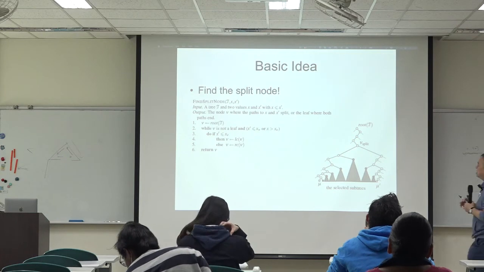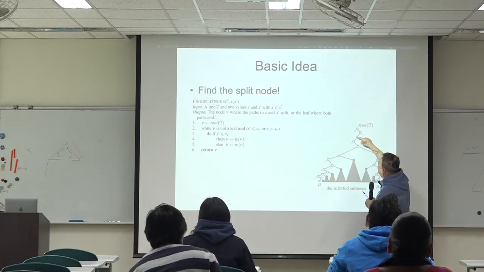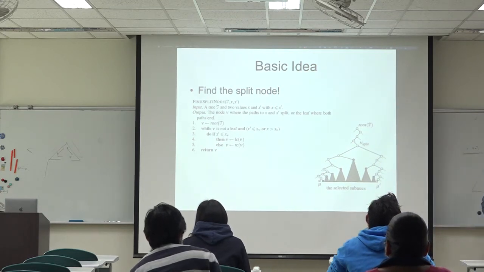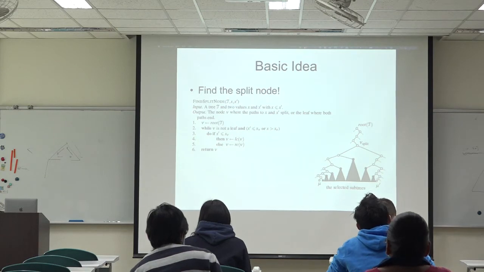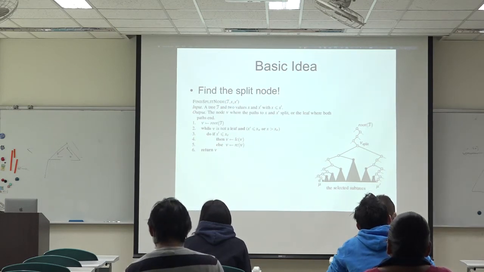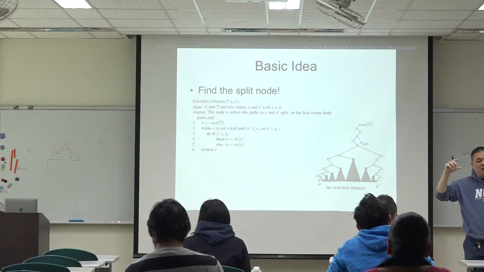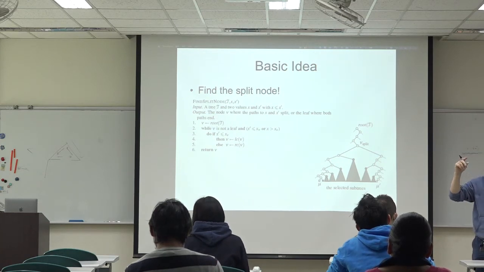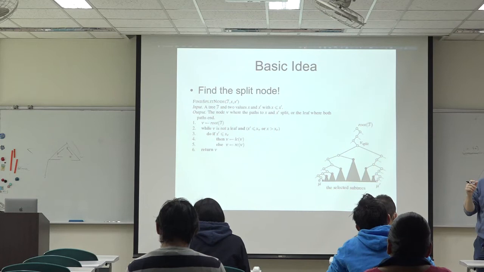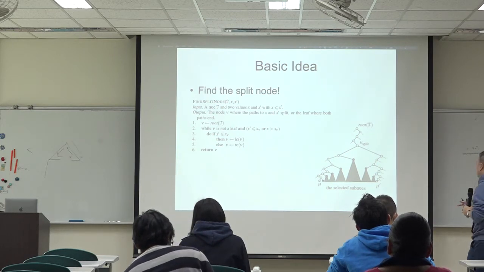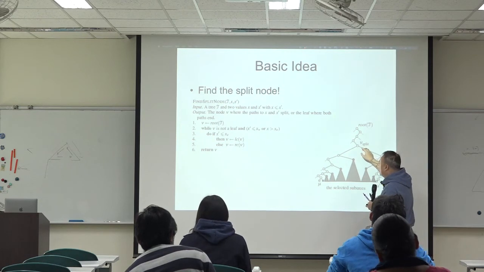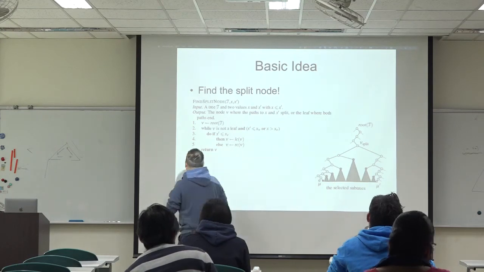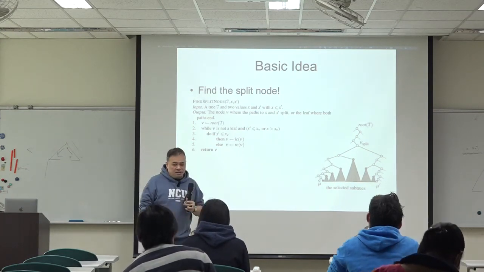So we keep going down from the root until we find a node whose stored value happens to be inside the range. Starting from the root, you will find the first one that falls inside this range. That's the split node we are talking about. So basically, the algorithm is very simple. You can see that here we are searching for the split node.